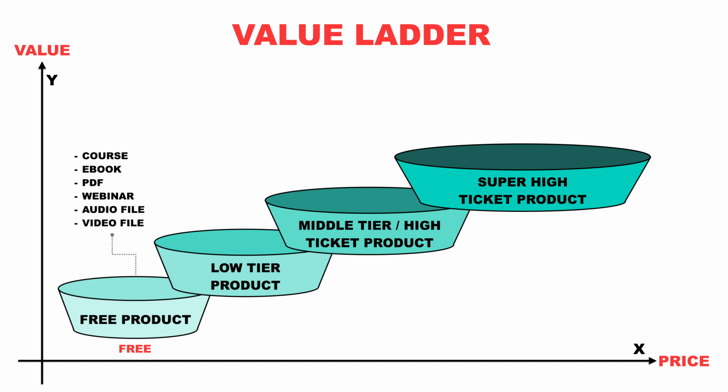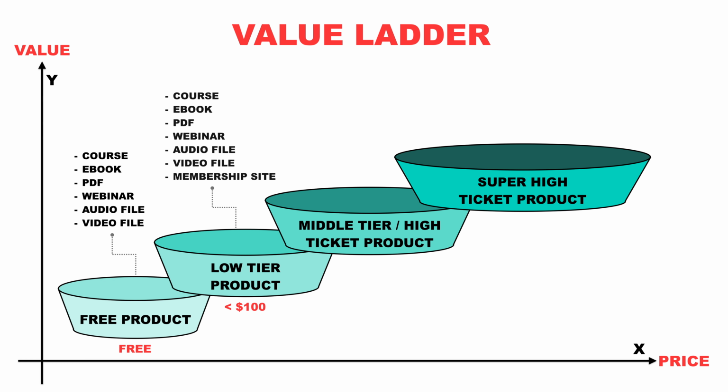Moving up the value ladder to a low ticket product, we're talking about something that costs less than $100. It could be in the form of anything I just mentioned. Also what works well is something like a membership site, where you charge, you know, 30 bucks a month for people to be members of your membership site.